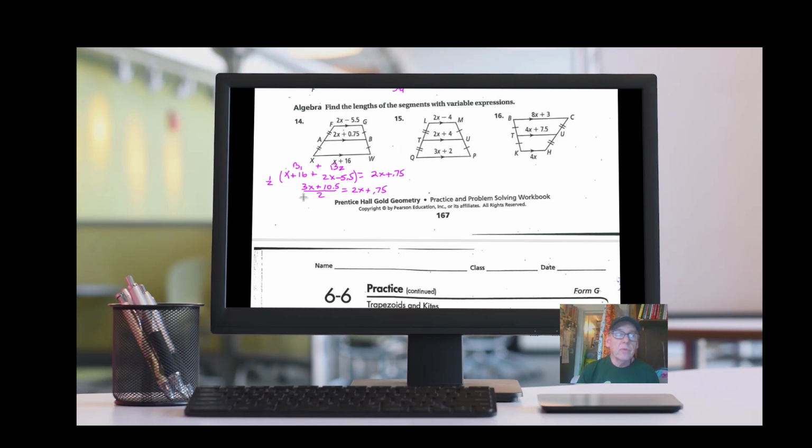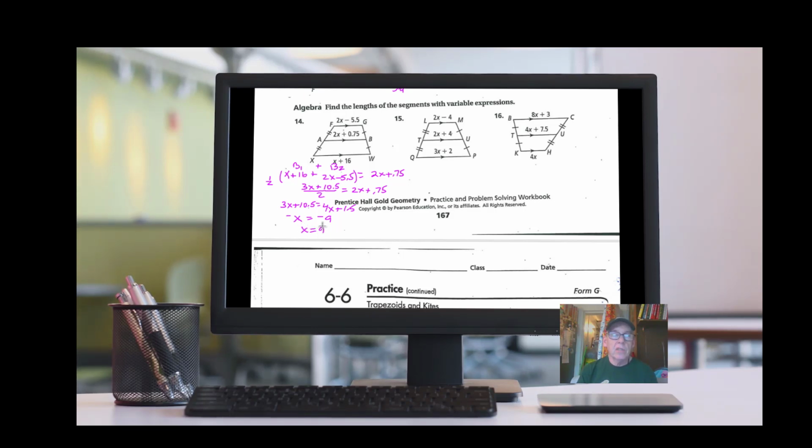So multiply everything by 2, that cancels this out on this side. We've got 3x plus 10.5 equals 4x plus 1.5, because we have to do 2 times each part over there. Now we're going to take 4x away from both sides, so minus x on the left equals, and we're going to take 10.5 away from the right, so 1.5 take away 10.5 is going to be a minus 9. So minus x equals minus 9. X is going to be 9.